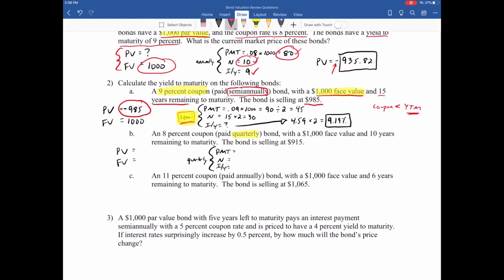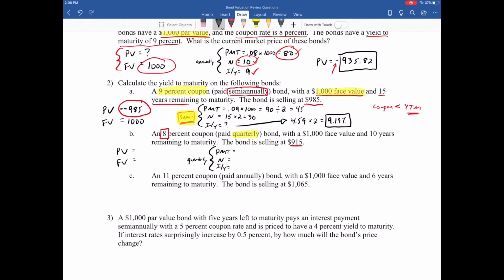Okay, so once again here looking at part B, we can see that this bond is selling for $915, so this is selling for a discount. So I should expect to receive an answer for my yield to maturity that is greater than whatever the coupon rate is for this bond, 8%. And we can verify that here on the upcoming calculations.